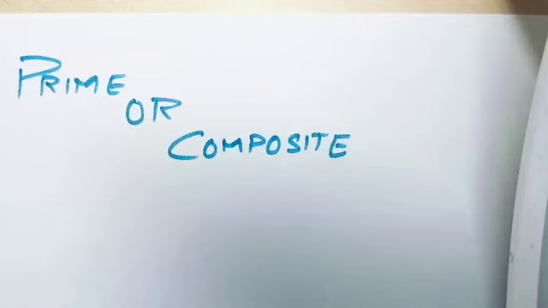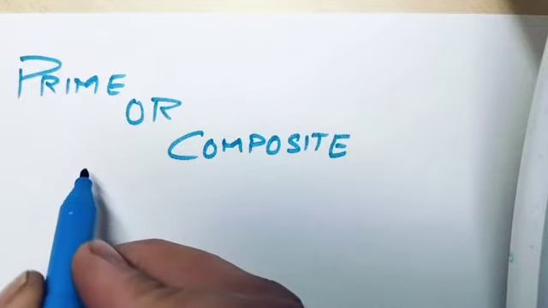Hello everyone. If I give you any number below 100 and ask you whether it is prime or composite, you'll be able to tell me easily because of the help of the tables. But if I give you any number greater than 100, maybe 3 digit, 4 digit, and I ask you whether it is prime or composite, it's not going to be an easy task. So how to find out whether a given number is prime or composite? Let's learn this in this video.